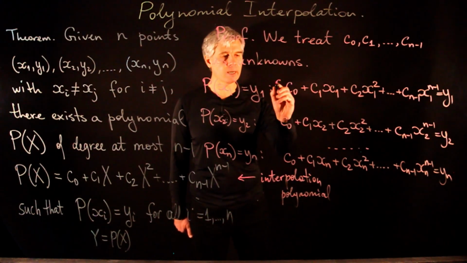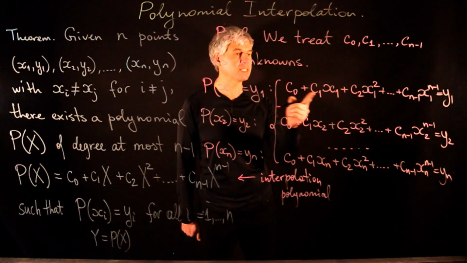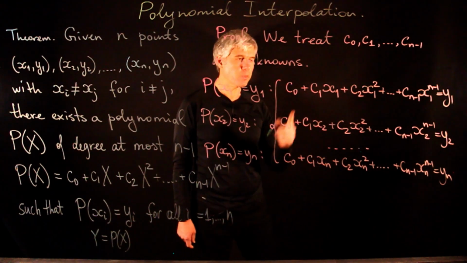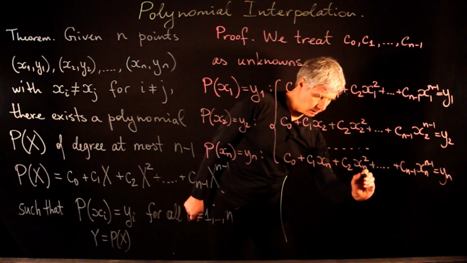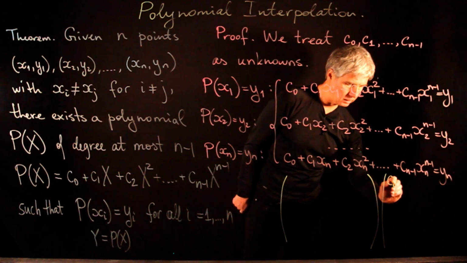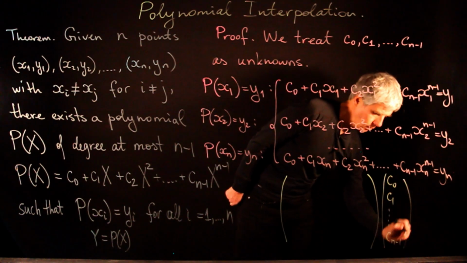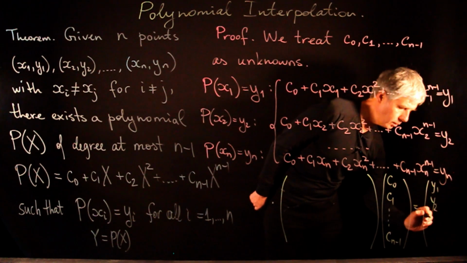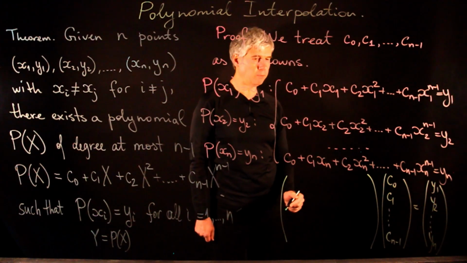And what we see here is that we get a system of n linear equations on the c_i's with n unknowns. Let us write down this system of equations in a matrix form. So we have a matrix times the column of unknowns, which is c0, c1, ..., c_{n-1}, equal to the right-hand side column, which is y1, y2, ..., yn. Now, what is the matrix of coefficients?